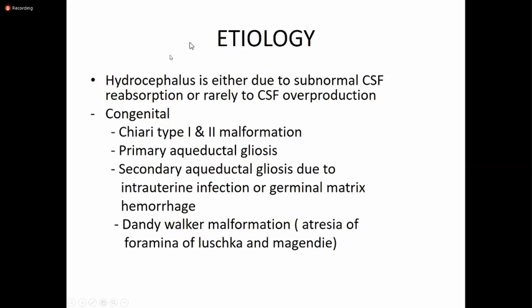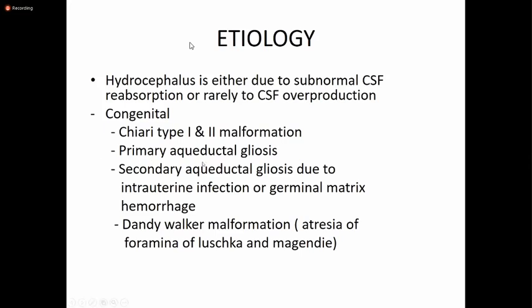So what is the etiology of hydrocephalus? Hydrocephalus is either due to subnormal CSF reabsorption or, rarely, due to CSF overproduction. The common causes of hydrocephalus are congenital, like Chiari type 1 and type 2 malformation. Chiari malformation is the descent of the cerebellar tonsils. We don't want to go into the details of that.